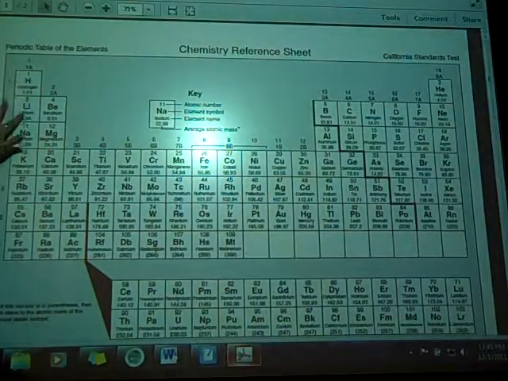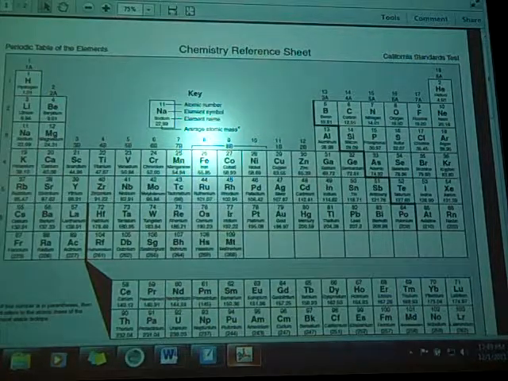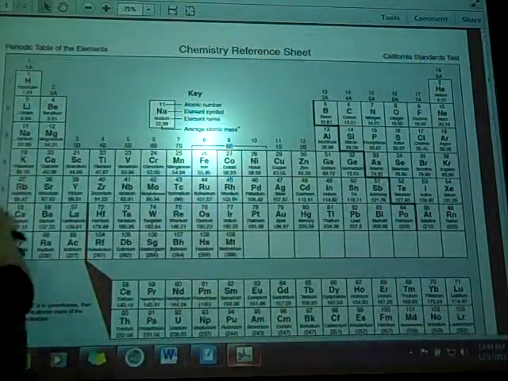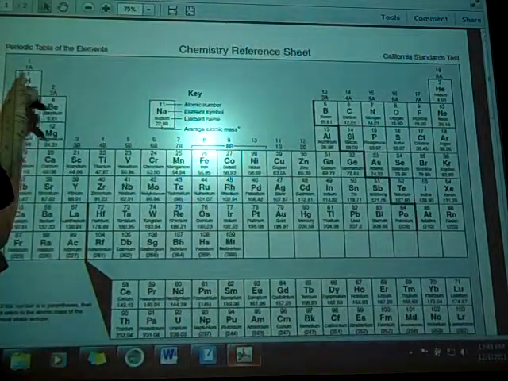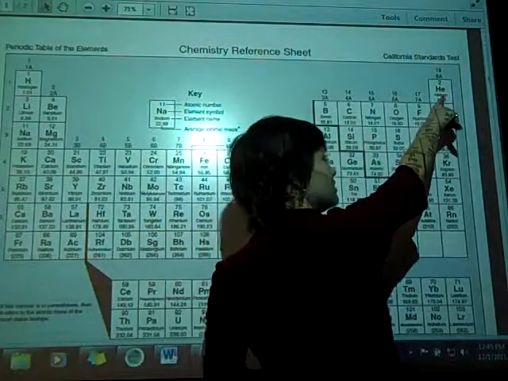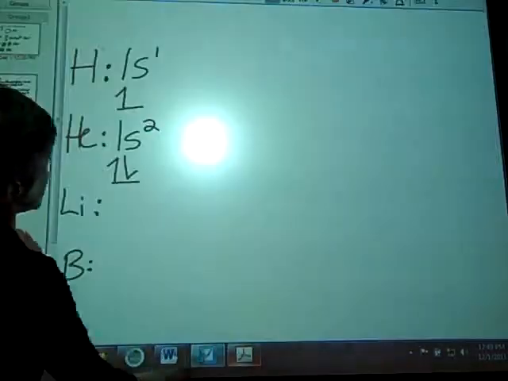According to my table, here's lithium, 3 electrons that I need to find a home for. So, once again, Aufbau says we must begin at 1. This is the S block. So this is 1s. Here's 1 electron in the 1s. Here's 2 electrons in the 1s. So let's write that down.